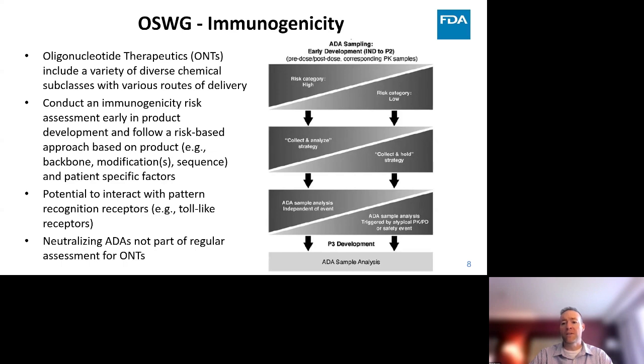Now, if you look at the decision tree on the right here, it's very important early on to determine the immunogenicity risk potential. Many oligonucleotide therapeutics are thought to be low immunogenicity risk. However, this can certainly change with alterations to chemistries and backbones. In the case where the risk category is thought to be high, the OSWG recommends a collect and analyze strategy. Whereas if the immunogenicity risk is thought to be low, the FDA recommends a collect and hold strategy. I'll go into a little more detail on some of these aspects regarding the FDA's recommendations.